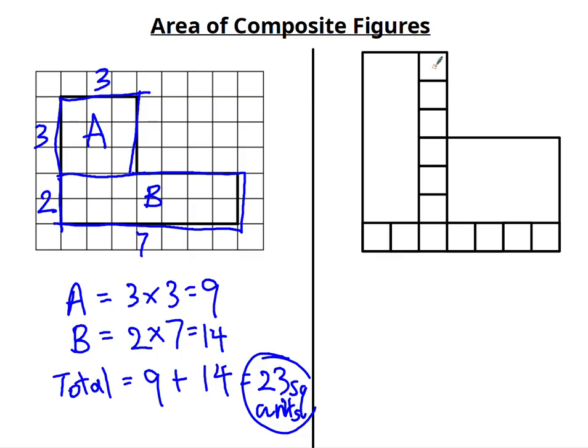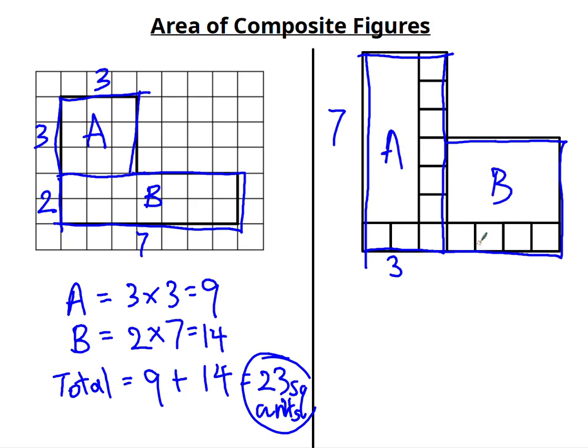In this picture, I see a lot of boxes, but again, the first step you should be doing is divide it into smaller rectangles. I can divide it like this. Here is my rectangle A. Here's my rectangle B. Rectangle A, 1, 2, 3, 4, 5, 6, 7. 7 boxes here, 1, 2, 3, 3 here. Rectangle B, 1, 2, 3, 4. 1, 2, 3, 4.